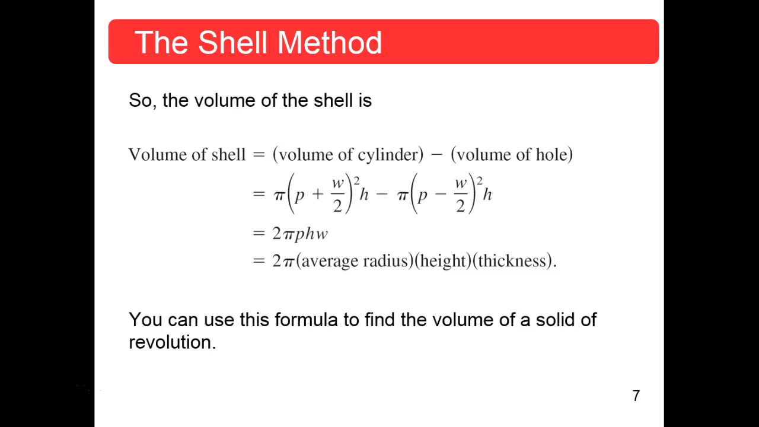All right. Now, if you let your thickness go to dx or dy or whatever, then the average radius is just going to be the radius, P, and the height is going to be the height. You can use that formula to find the volume of a solid of revolution.